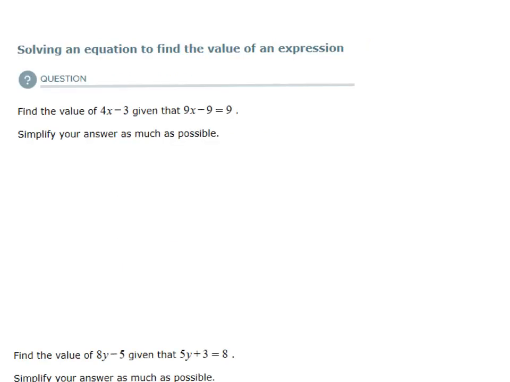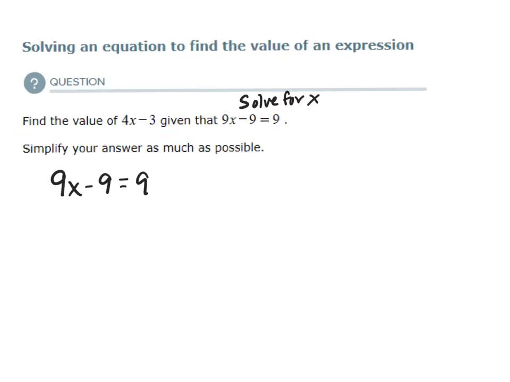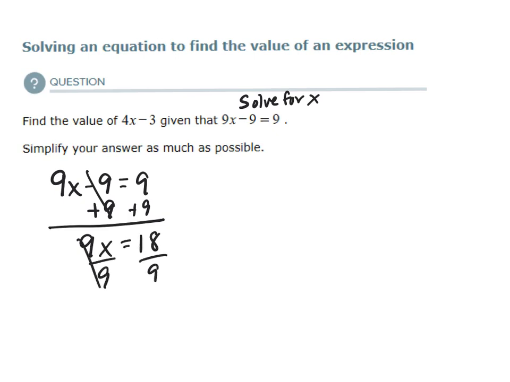The second is solving an equation to find the value of an expression. These questions are actually pretty easy, but they're worded kind of funny, so I think that's why some of you are having trouble. The first thing you want to do is solve the equation for x. All right, so we know that x equals 2.